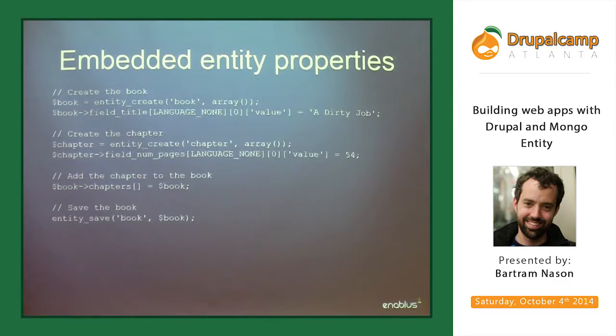You set the, oh, this is wrong. That should be chapter. Excuse me. You set the chapter to the property that you created or to the field that you created before. We created this chapters field or chapters property. We're just adding that entity as one of an array. And then when you save the book, the embedded entity is saved along with the parent.